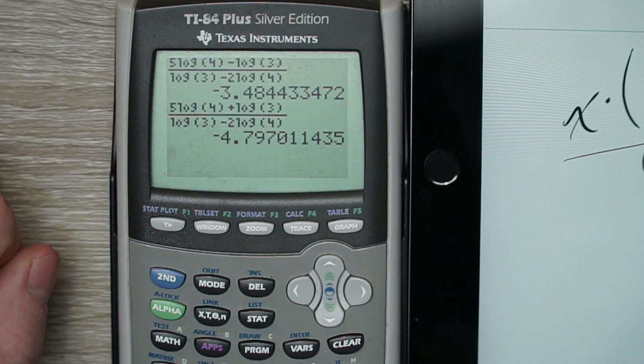So we're going to change this to plus, and we get negative 4.8, answer D.